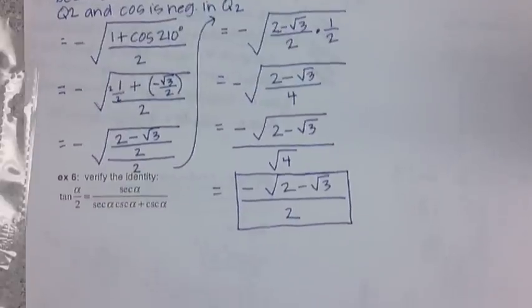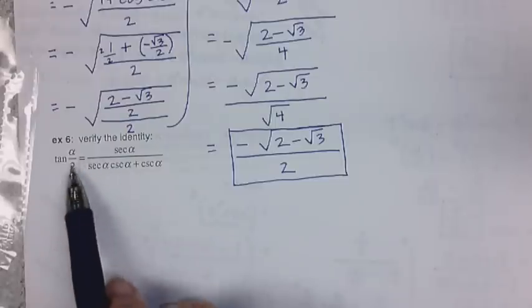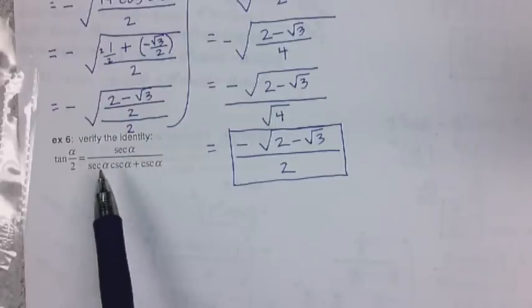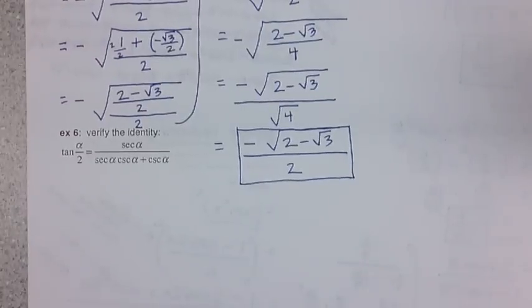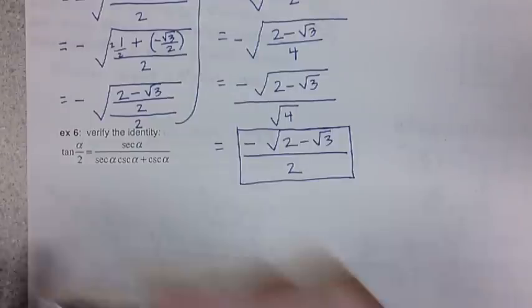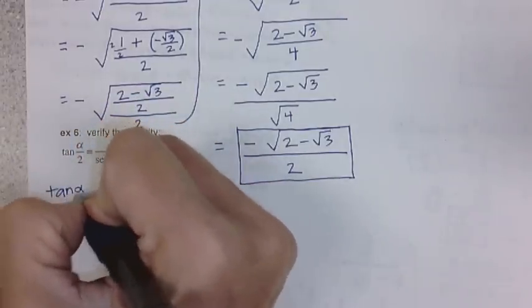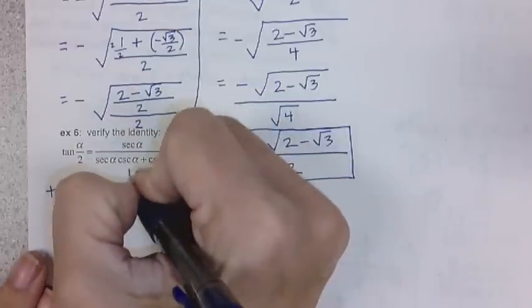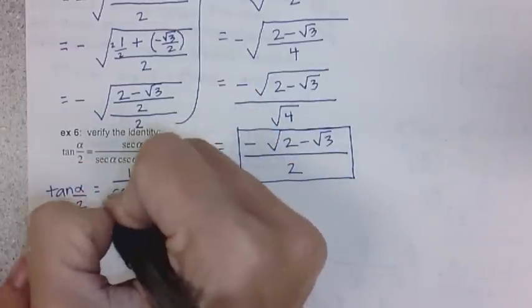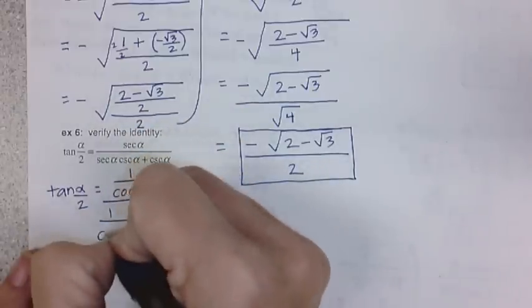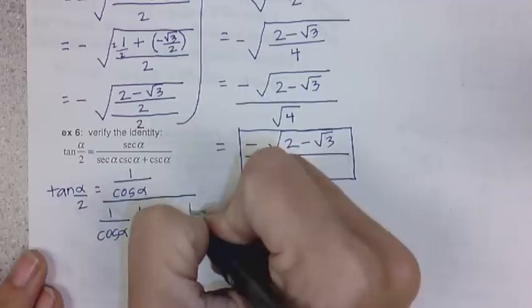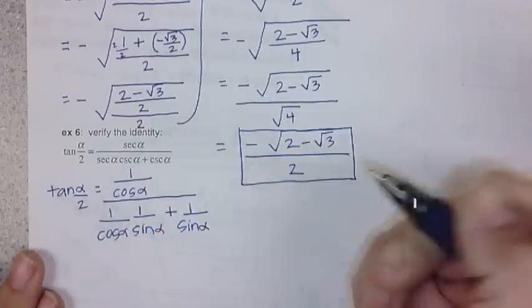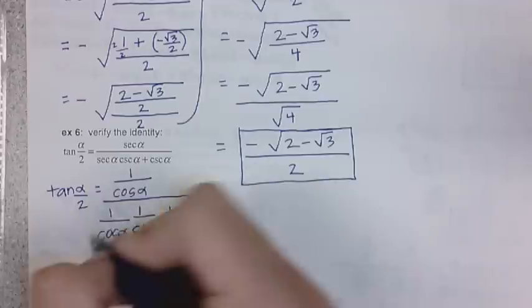So our very last example is to verify the tangent of alpha over 2 is the same thing as secant alpha over secant alpha cosecant alpha plus cosecant alpha. And so just like we do all of our problems, we're going to start by working the more complicated side and then switching to sines and cosines. So tangent alpha over 2 equals 1 over cosine alpha all over 1 over cosine alpha sine alpha plus 1 over sine alpha. And then we are going to keep going with this.